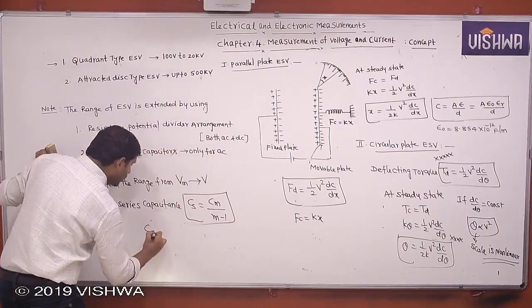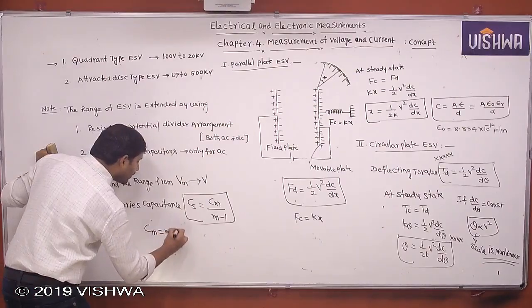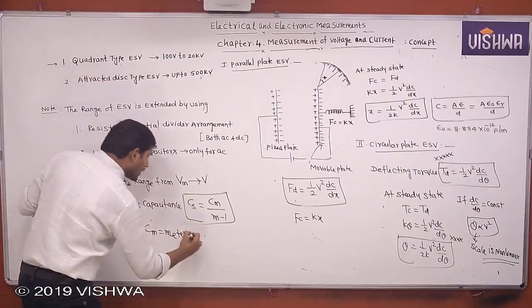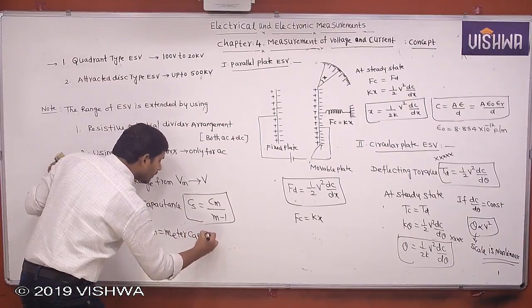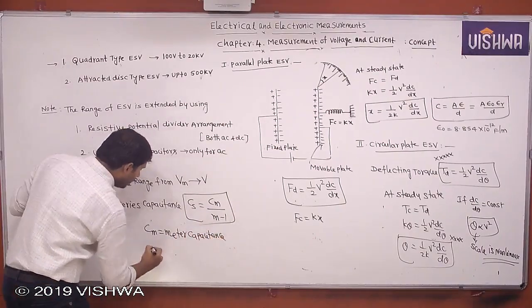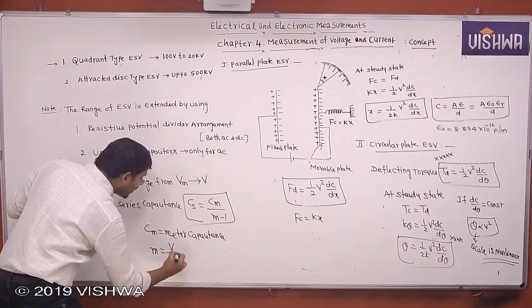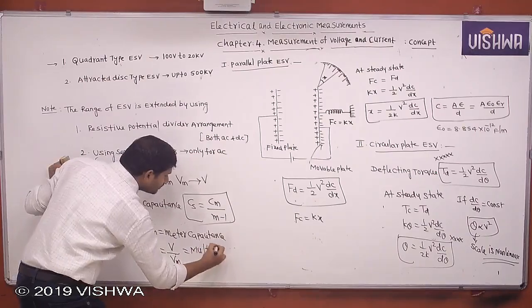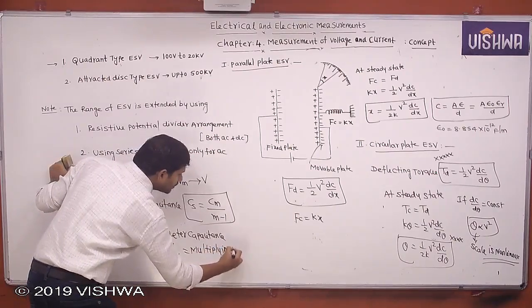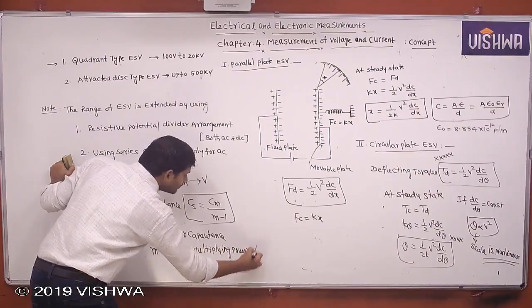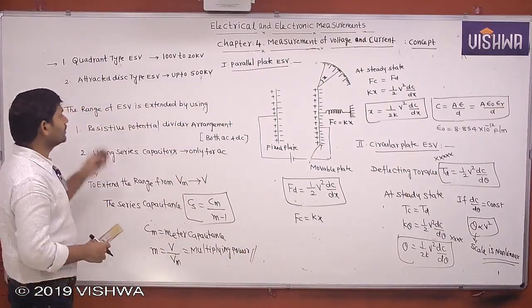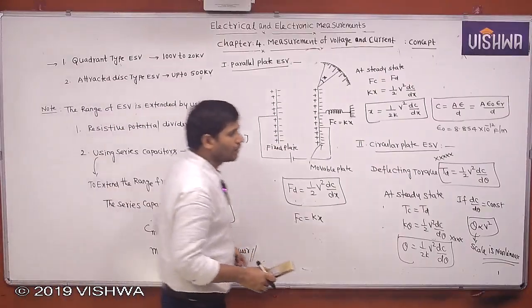Where Cm equal to meter capacitance, internal meter capacitance, because internally it is electrostatic effect. Then where M equal to multiplying power, or it is also called multiplying factor. Okay, like this we can extend the range of electrostatic voltmeter.